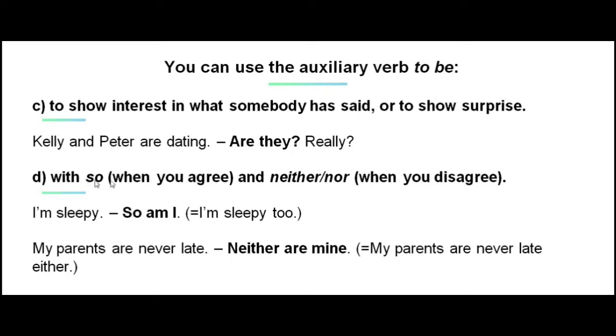D, with so when you agree, and neither or nor when you disagree. For example, I'm sleepy. So am I. I agree. I'm sleepy too. My parents are never late. Neither are mine. Meaning that my parents are never late either.